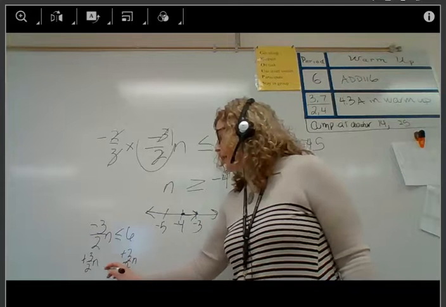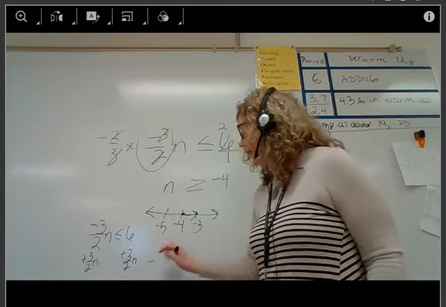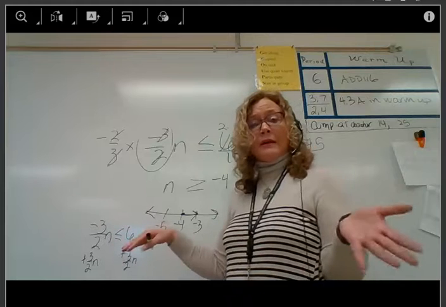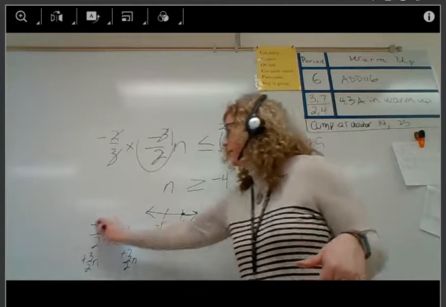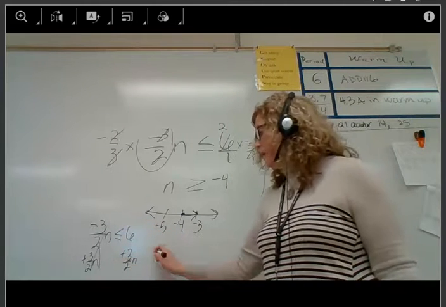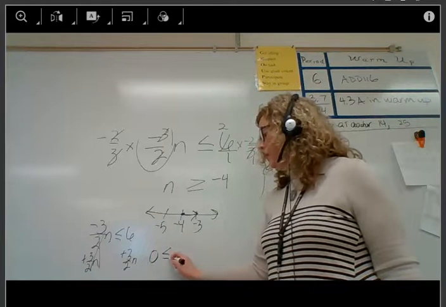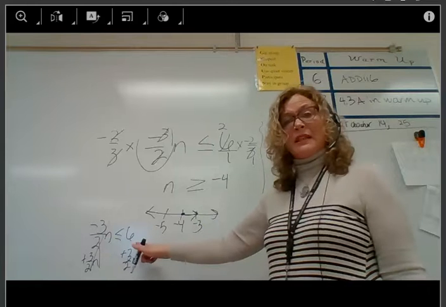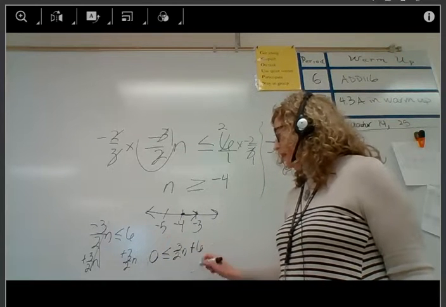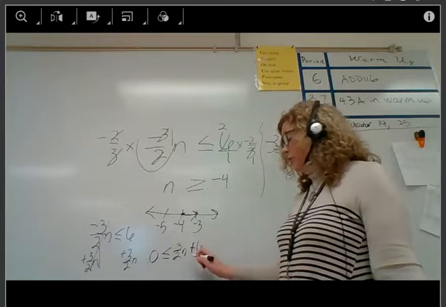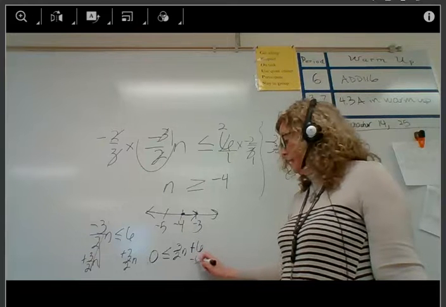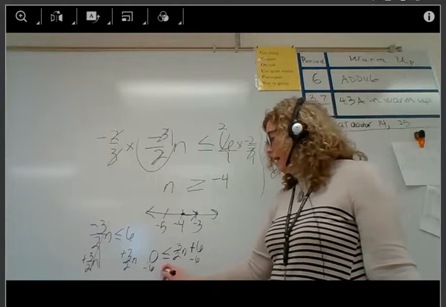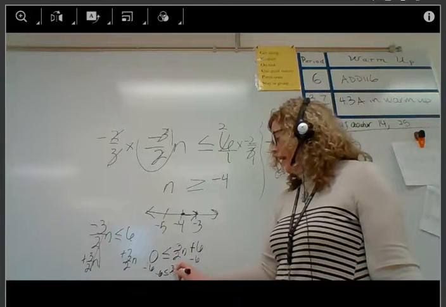So then on this side, we're actually going to get 0 because this is a 0 pair. Remember that when you add a negative and a positive of the same number, it becomes a 0 pair. So that becomes a 0 pair. So you got 0 is less than or equal to your 3 halves n, and this is a positive because there's nothing in front of it, so it's a positive 6. And now what's going to happen is you can do your two-step equation and subtract 6 on both sides. So you get your negative 6 is less than or equal to your 3 halves n.